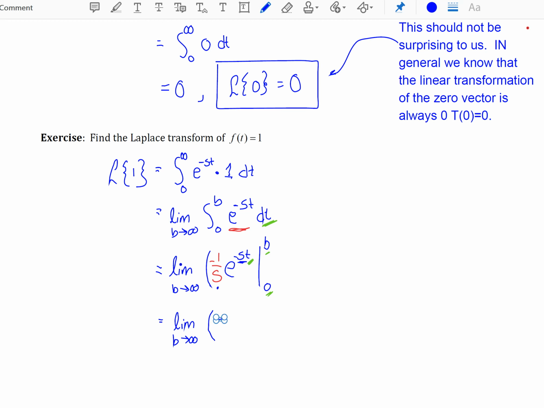So we'll have negative 1 over s e to the negative sb, minus now our lower limit, which was negative 1 over s e. And when I plug in 0, we'll have 0 as an exponent.